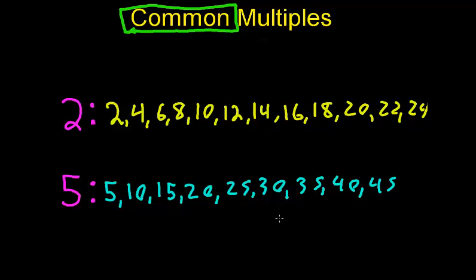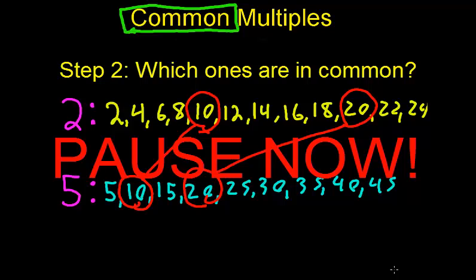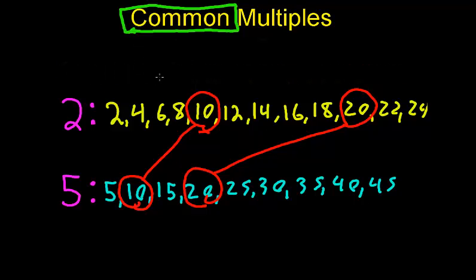Okay, so here you see the multiples of 2 and the multiples of 5. If you did this correctly, for 2 you put 2, 4, 6, 8, 10, 12, 14, 16, 18, 20, 22, 24. And for 5, if you did correctly, 5, 10, 15, 20, 25, 30, 35, 40, 45. Now, step 2, what I want you to do is find which ones they have in common. Okay, and we're back, and you can see the 2 they have in common are 10 and 20. So your common multiples are 10 and 20.